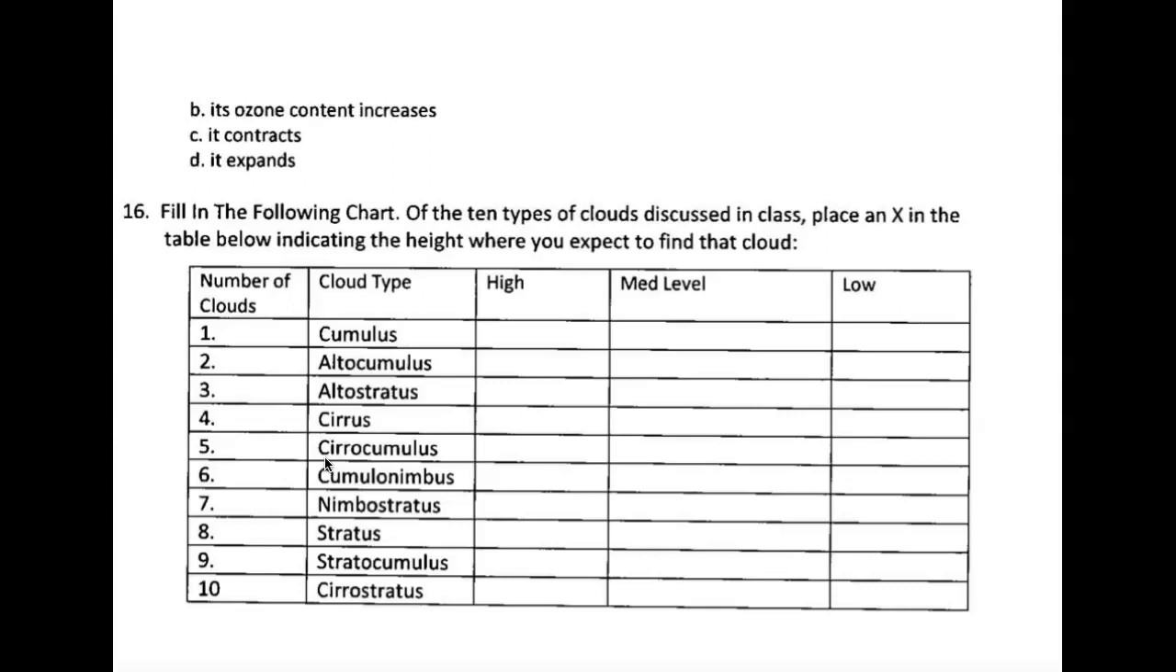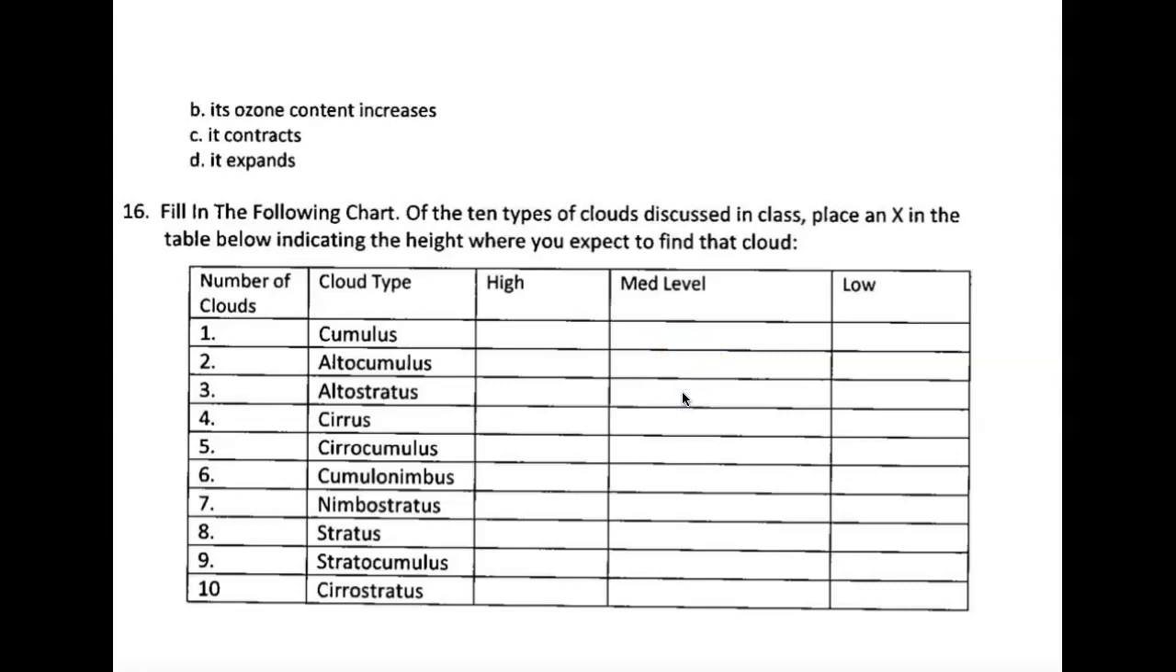16, then lastly here, fill in the following chart. Of the 10 types of clouds discussed in class, place an X in the table below indicating the height where you expect to find these clouds. Very simple, young people. There are 10 clouds listed from cumulus to cirrostratus. First then, if I were you, I would realize that there are only 2 alto clouds, alto cumulus and alto stratus, and they are always mid-level. So I will put a check here and a check there.